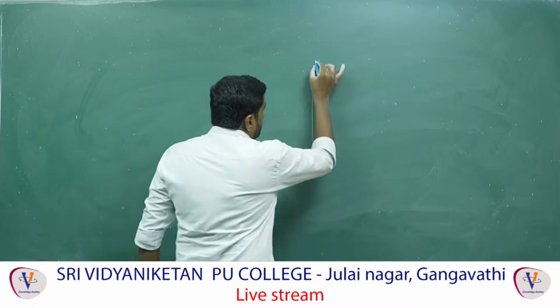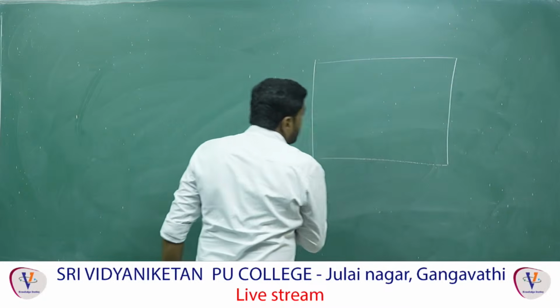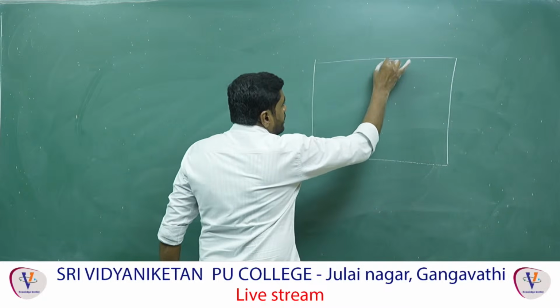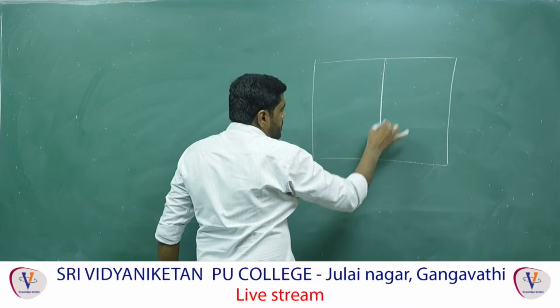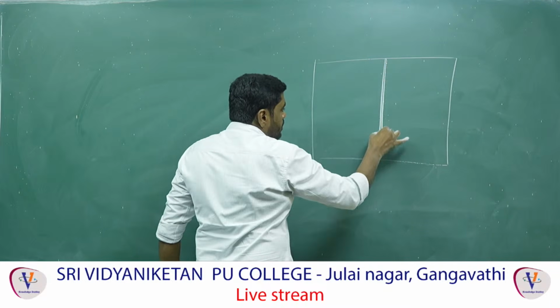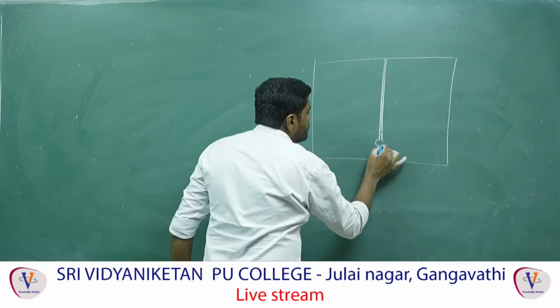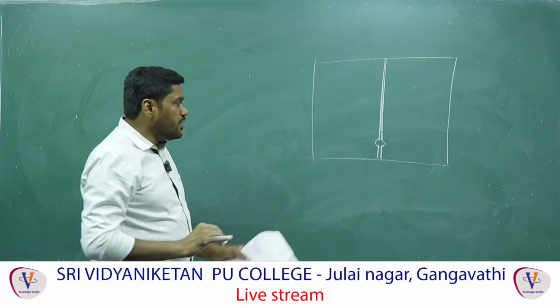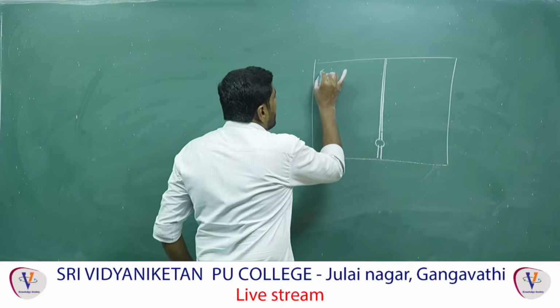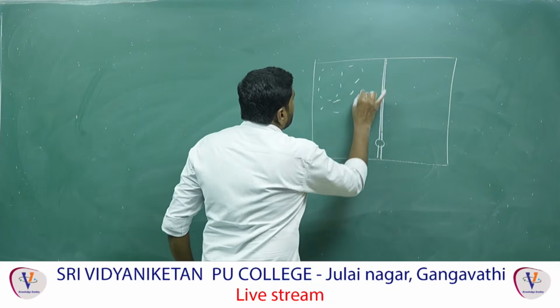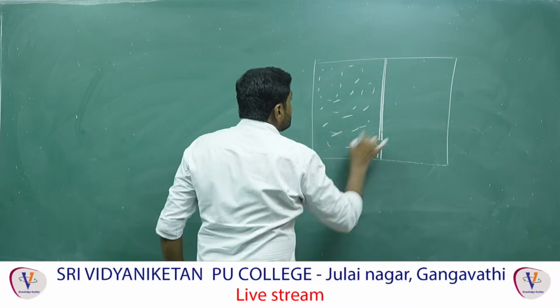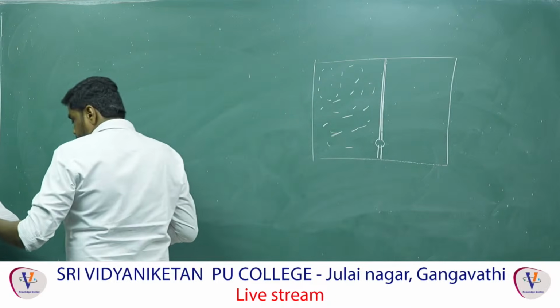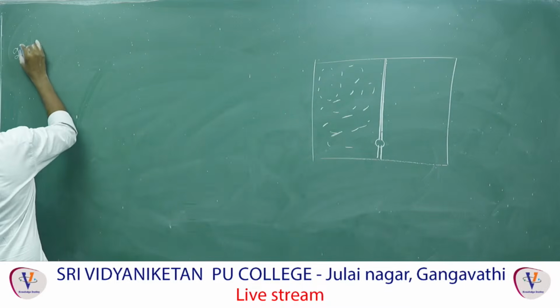This is one container, and this container is divided into two partitions. Now here one small valve is there, which can be opened. Here completely gas is there. This is the gas. This is the complete vacuum. And this is question number 29.